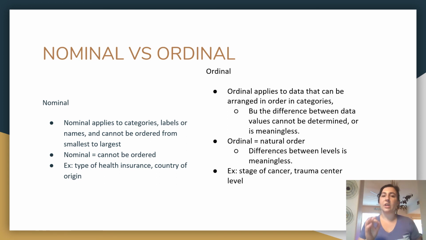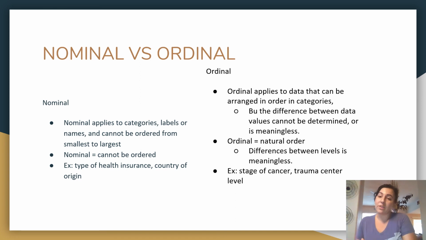Some examples you would use for nominal variables might be all the different types of health insurance, because you can't really order the different types of health insurance. Also, country of origin. I suppose you could measure them, but if you're using it as a nominal variable, any kind of numerical value or order does not matter. That's not the purpose for why you are using a nominal variable.